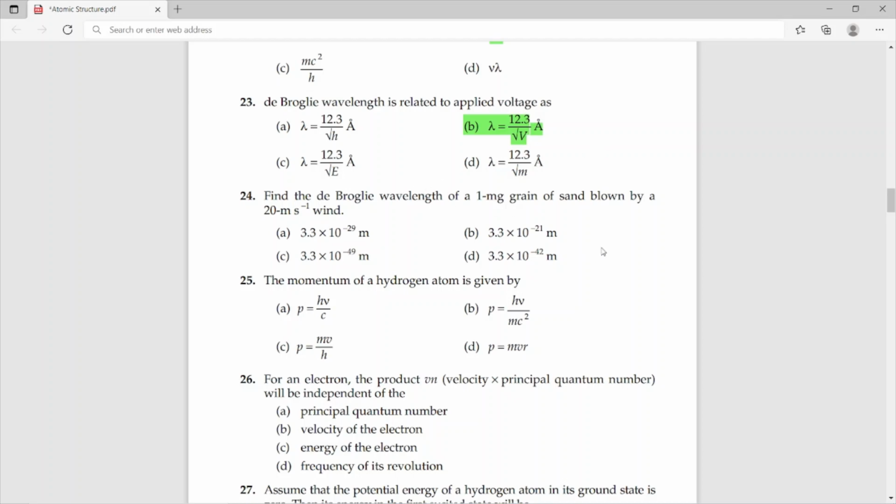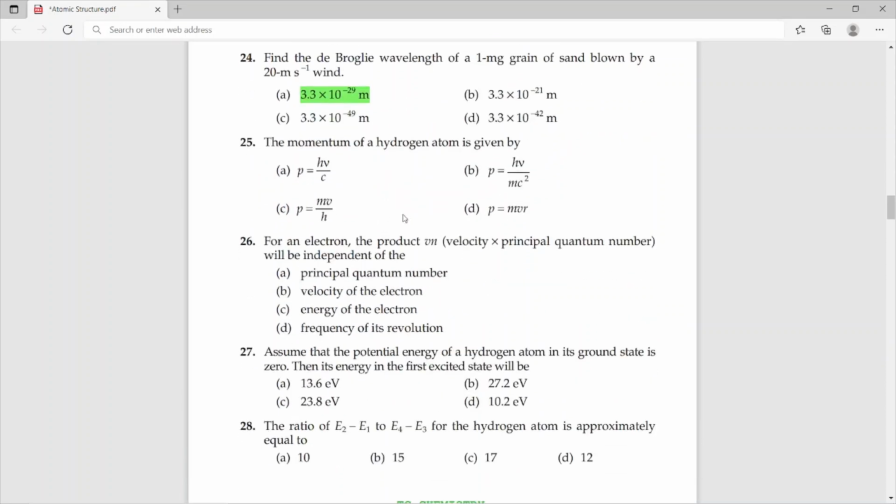Next comes, find the de Broglie wavelength of a 1 mg grain of sand blown by a 20 meter per second wind. What should be the de Broglie wavelength of that grain of sand? The right answer for the 24th question is option A, 3.3 × 10^-29 meter.